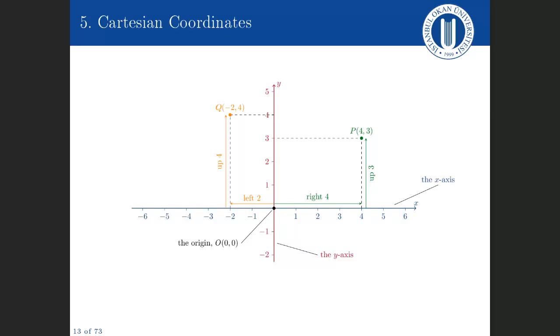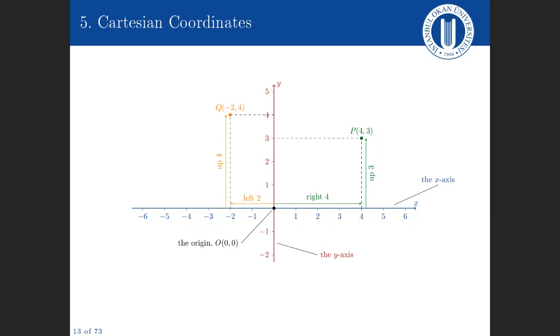I trust you're familiar with these from high school. A point in a two-dimensional plane, we can describe using two numbers. First, we need two axes. The blue axis here is called the x-axis, and the red axis is called the y-axis. The point where these two axes cross is called the origin. This is the point with coordinates 0, 0.